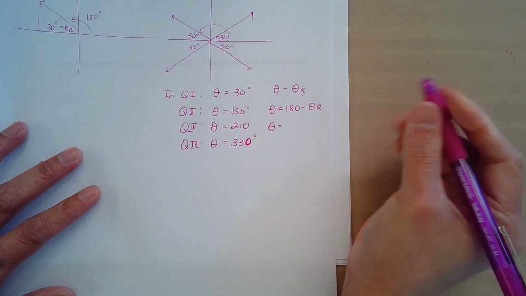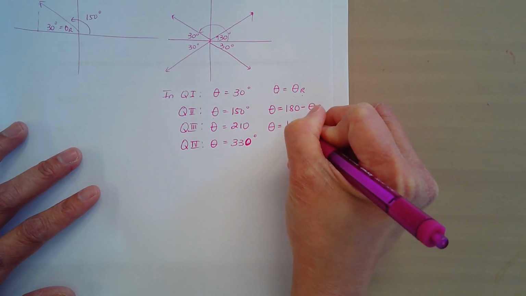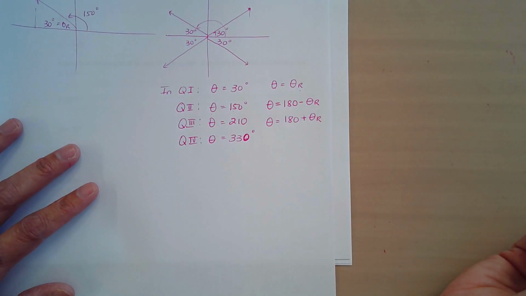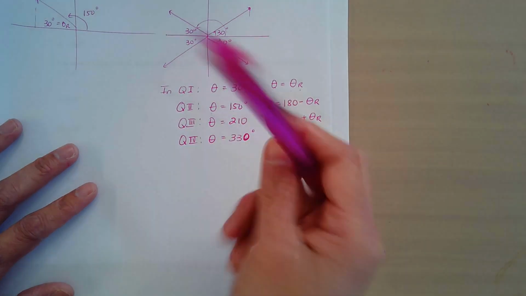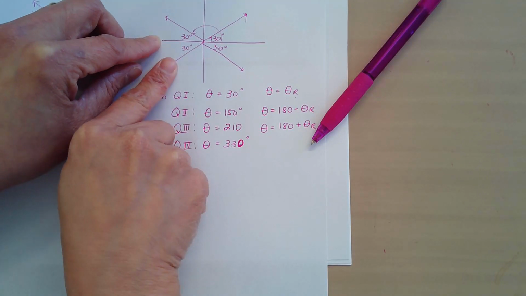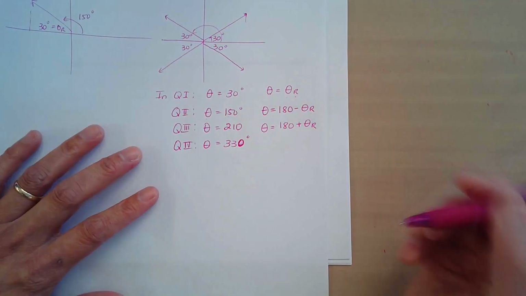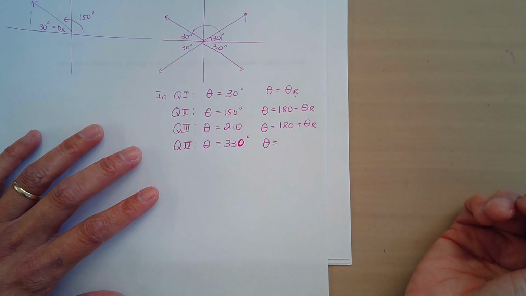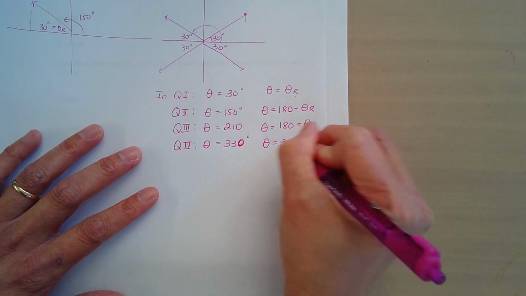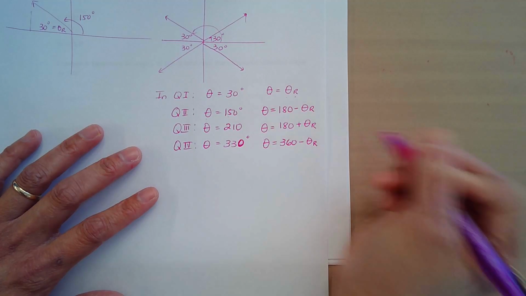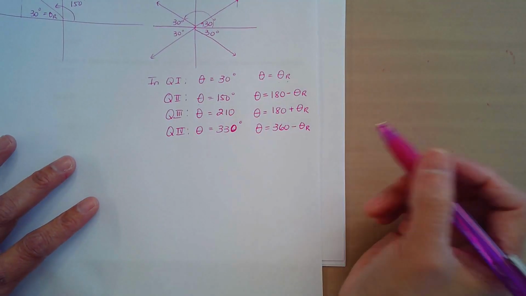In quadrant 3, it's going to be 180 plus theta r. That's how we got 210, right? Because we went 180 and then 30 degrees more, 210. And then last in quadrant 4, what did we do? How did we get 330? 360 minus 30, which was your theta r. Okay.